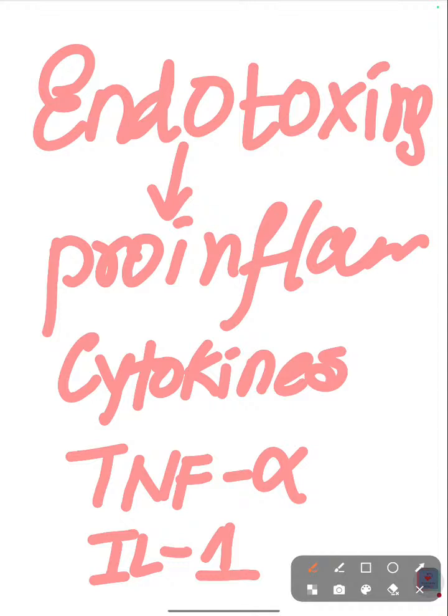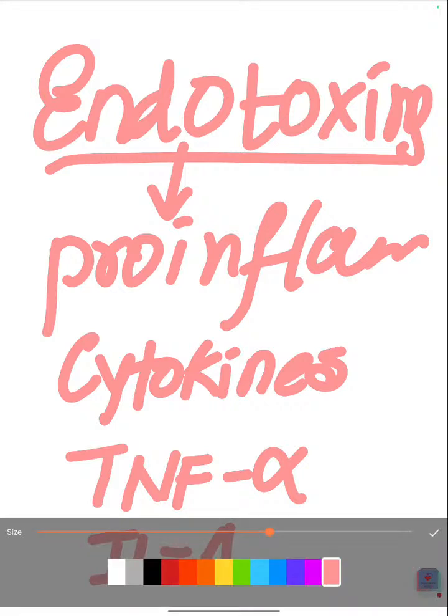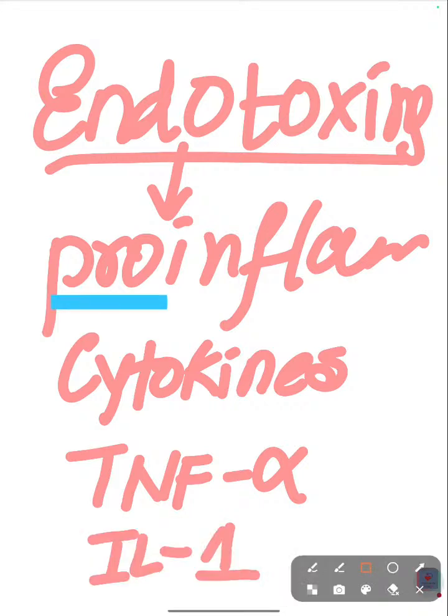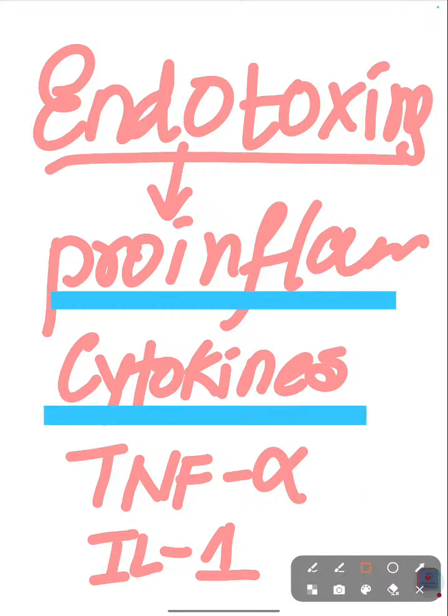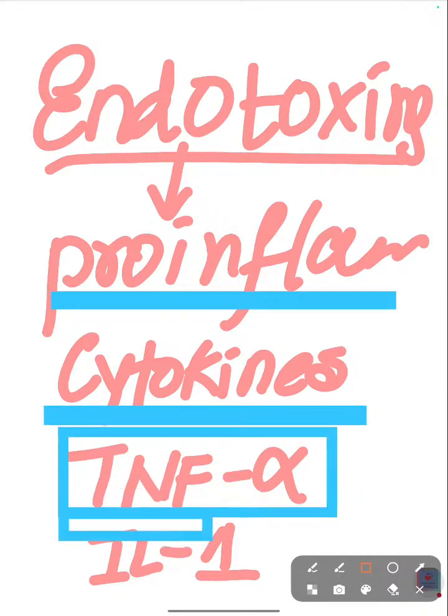So the endotoxins released from the bacteria cause pro-inflammation, because cytokines like interleukin 1 and TNF alpha are released. Now let's see the pathogenesis of shock.